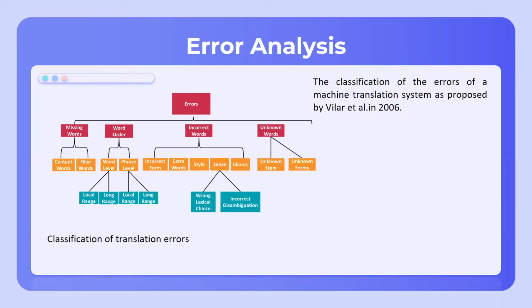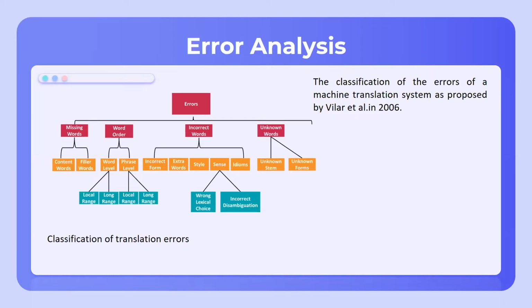Speaking of error, the classification of the errors of a machine translation system was proposed in 2006. Let's take a look. In general, errors could be divided into 4 types. They could be missing words, or errors in word order, or incorrect words, or unknown words. In particular, for missing words, it could be content words or filler words.